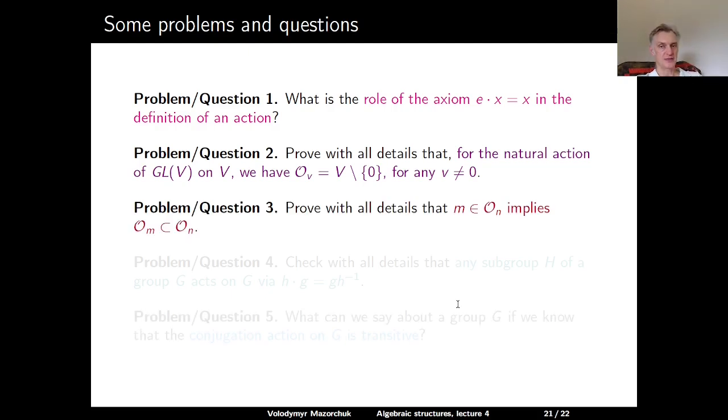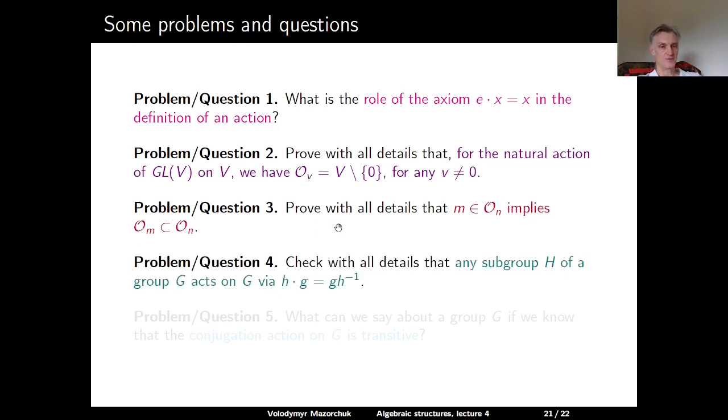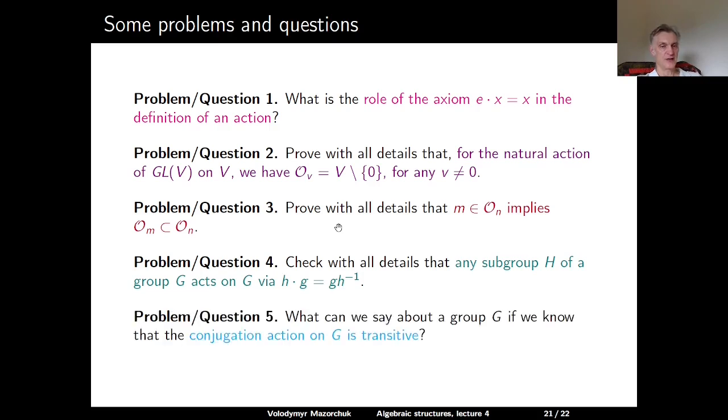Problem question 3. Prove with all details that the fact that some element m belongs to the orbit of n implies that the orbit of m belongs to the orbit of n. Problem question 4. Check with all details that any subgroup H of a group G acts on G by right multiplication with H inverse. And problem question 5.